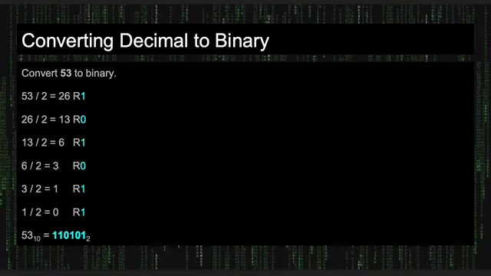Let's do the opposite process. We will convert decimal number 53 to binary representation. The easiest way to do this conversion is to divide repeatedly by the base, which is 2, keeping track of the remainders. These remainders read from the bottom to the top and make up the binary number that represents 53.